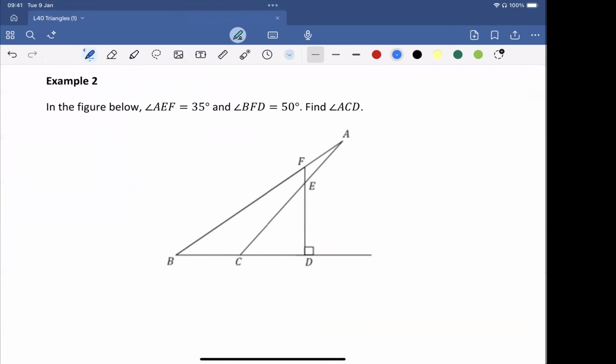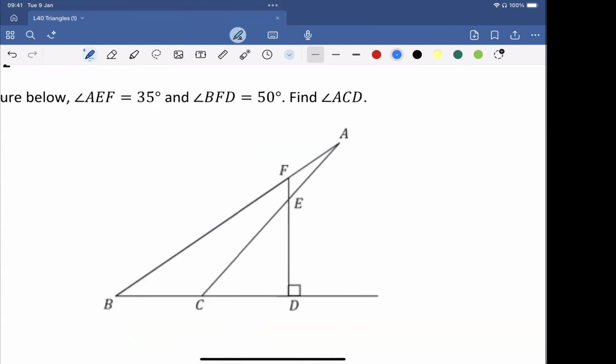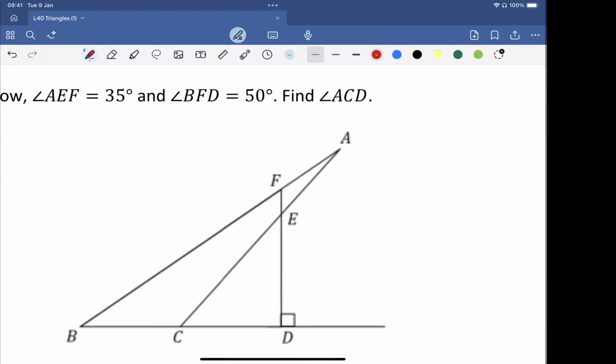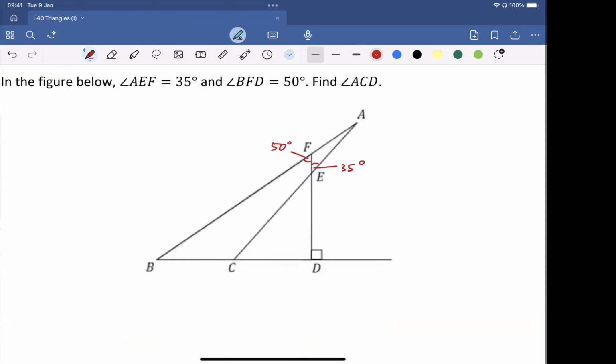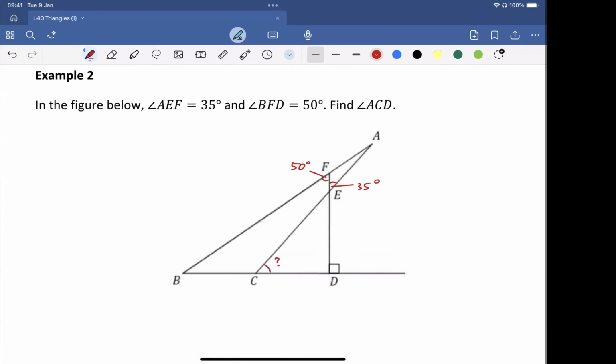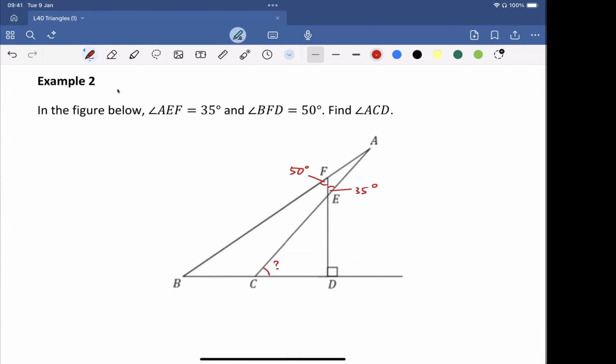Example 2 says that AEF is 35 degrees. Where is it? AEF, this small little angle here is 35 degrees. BFD is 50. BFD over here is 50. And they are asking you to find ACD. ACD. This is what they want.